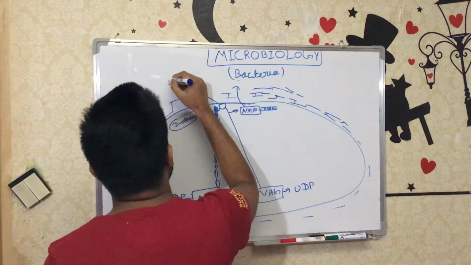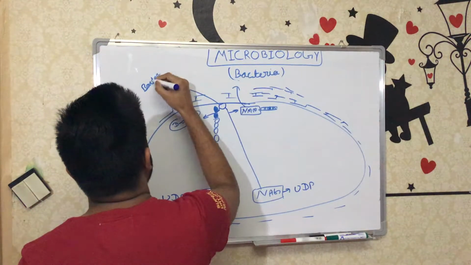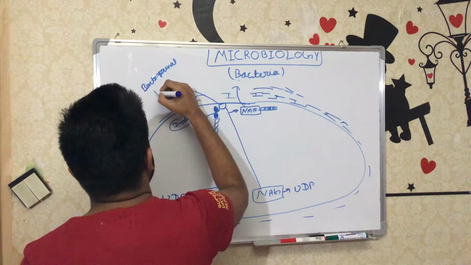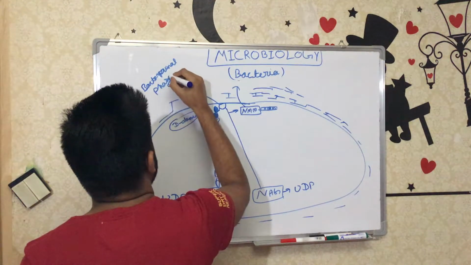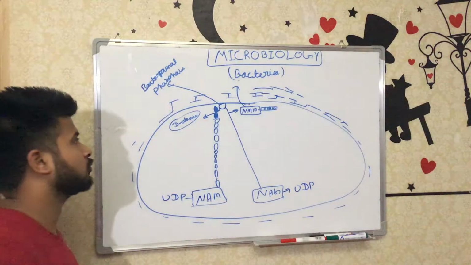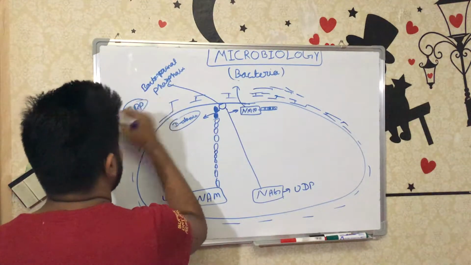This enzyme or protein is called bacterioperinal phosphate, or we can say BPP, the shortcut name.